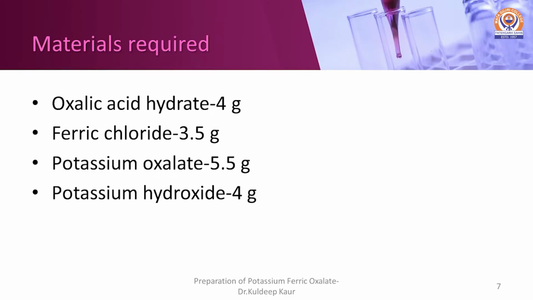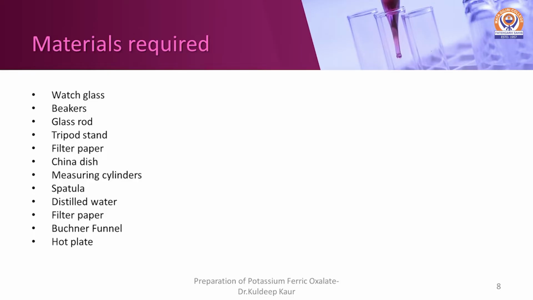The chemicals required for this synthesis include oxalic acid hydrate 4 gram, ferric chloride 3.5 gram, potassium oxalate 5.5 gram, potassium hydroxide 4 gram. The apparatus which we will require include watch glass, beakers, glass rod, tripod stand, filter paper, china dish, measuring cylinders, spatula, distilled water, Buchner funnel and hot plate.